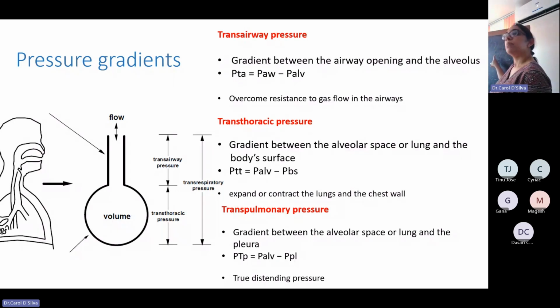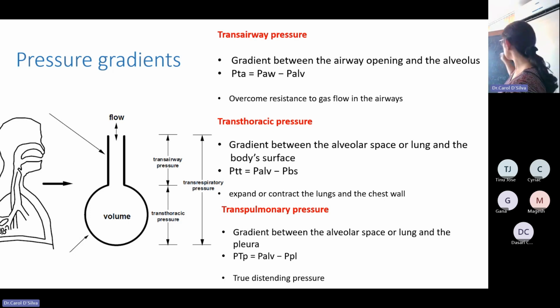So this is why in pneumothorax patients, this transpulmonary pressure becomes basically 0. If this pleural pressure becomes positive, then the transpulmonary pressure is negative, and that's why you have a collapse of the lungs. This is important for you to understand. So the true distending pressure is given by the alveolar pressure minus pleural pressure.